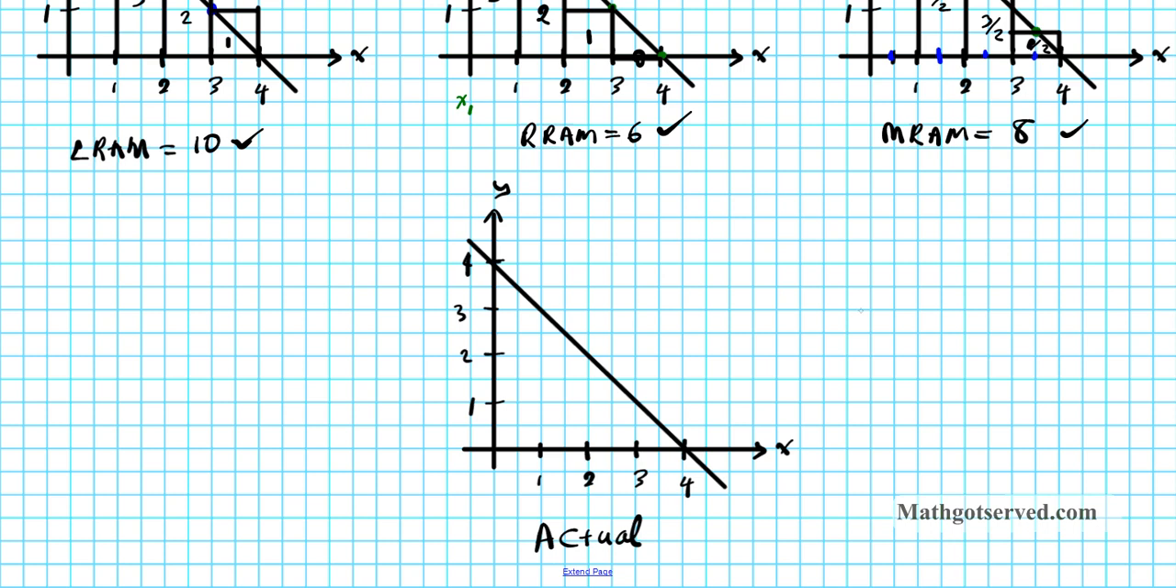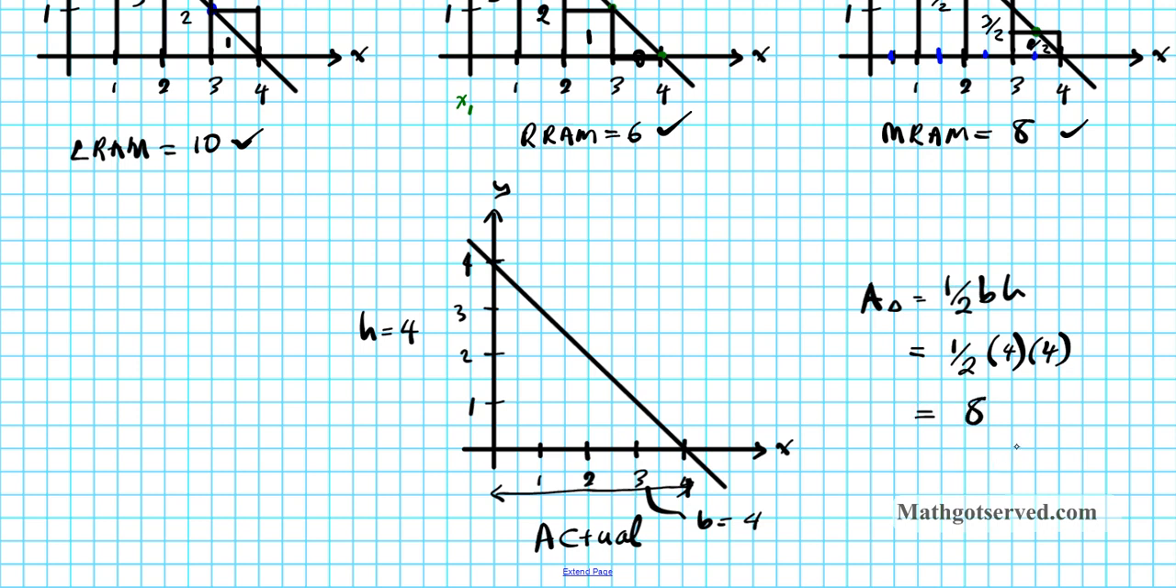The area of a triangle is 1/2 base times height, right? So the base of this triangle, this is the base right here. The base is 4, and the height is 4. So the area is going to be 1/2 of the base, which is 4, times the height of 4, which is equal to 8. Okay? So that's the actual area. And we can see that MRAM is an exact result for the area of the triangle. All right? So that's that.